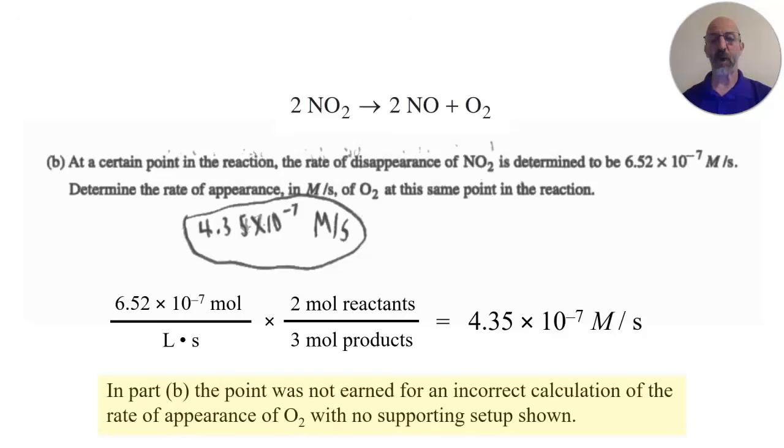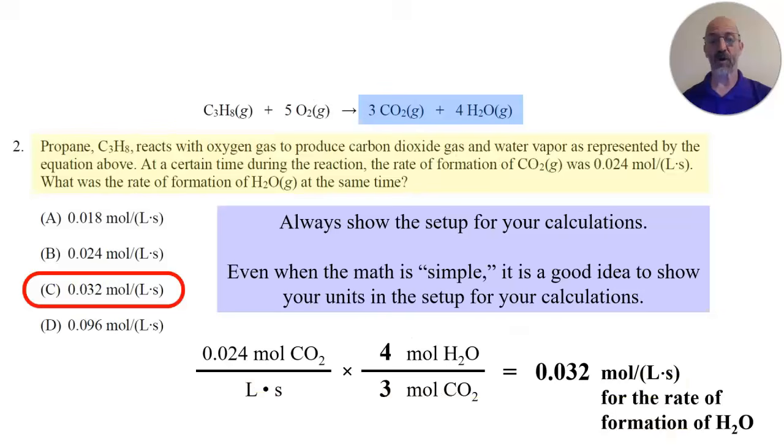So in part B, the point was not earned for an incorrect calculation of the rate of appearance of O2. But again, the important thing is there was no supporting setup shown. So always show your calculations, not only to help you set up the strategy for solving the problem, but in order to get credit for your calculation, you must show your work. So again, this was the answer to question 2 of this packet. It was choice C, and I just give you those comments.